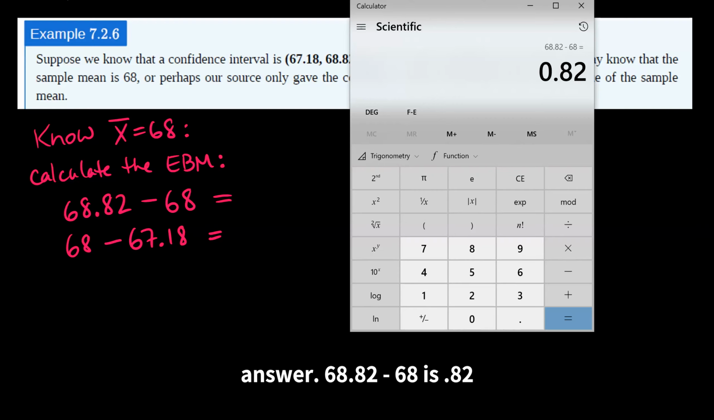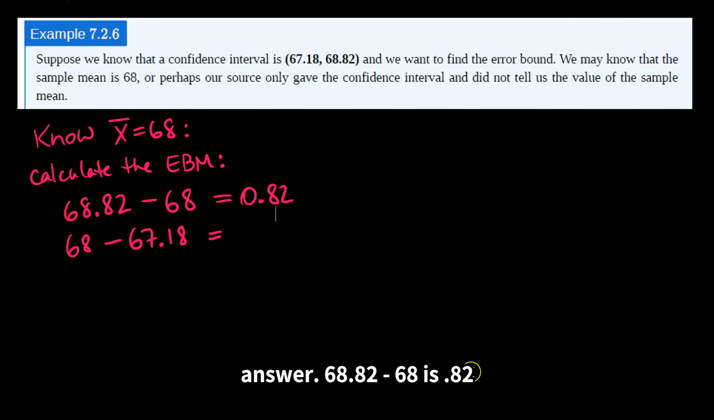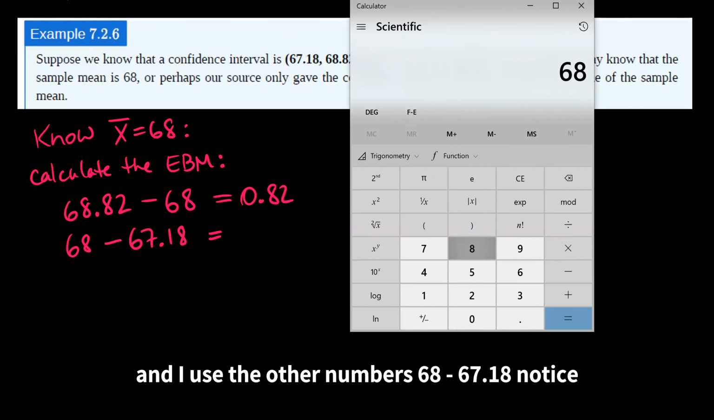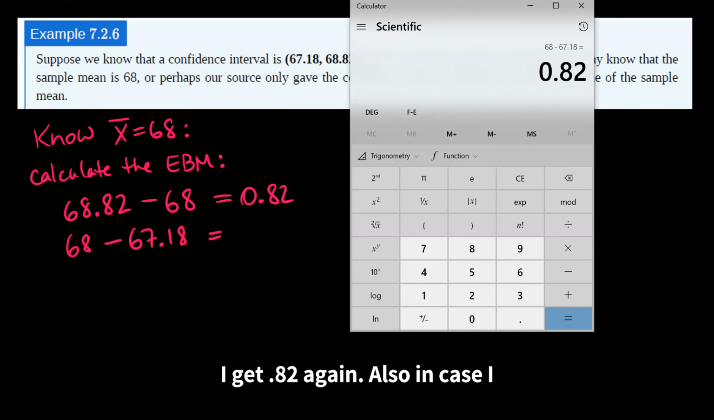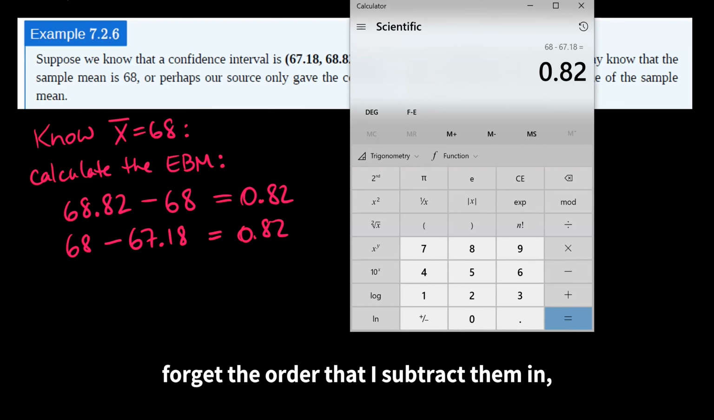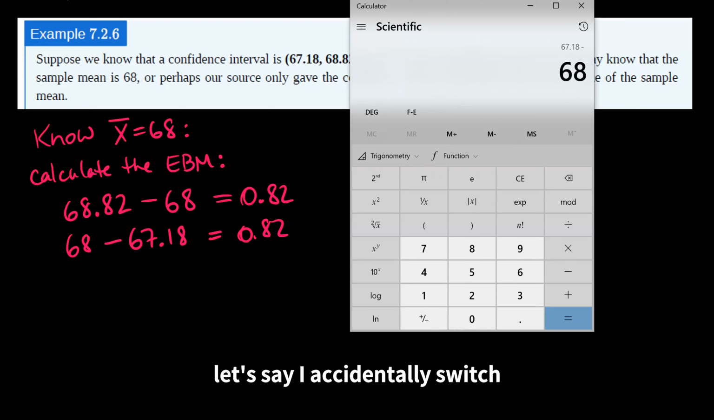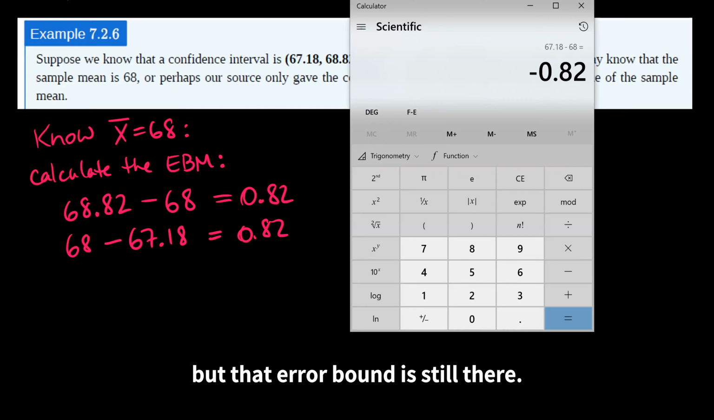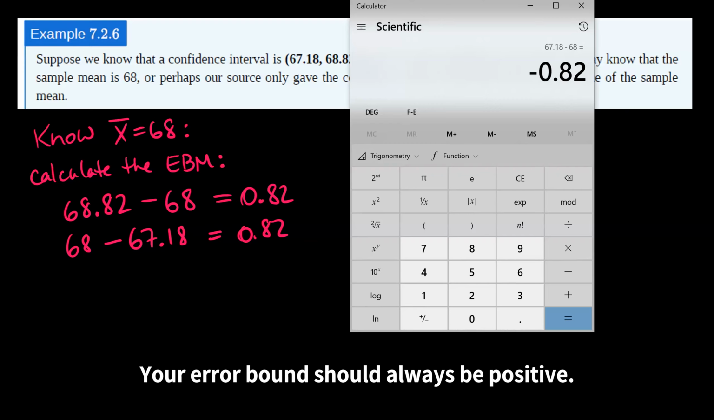68.82 minus 68 is 0.82. So I know my error bound is 0.82. But if I switch it around and use the other numbers, 68 minus 67.18, notice I get 0.82 again. Also, in case I forget the order that I subtract them in, let's say I accidentally do the smaller number minus the mean, I get negative the error bound. It just means we subtracted them in the wrong order, but that error bound is still there. Your error bound should always be positive, so that's how I know I switched the order and got a negative answer.